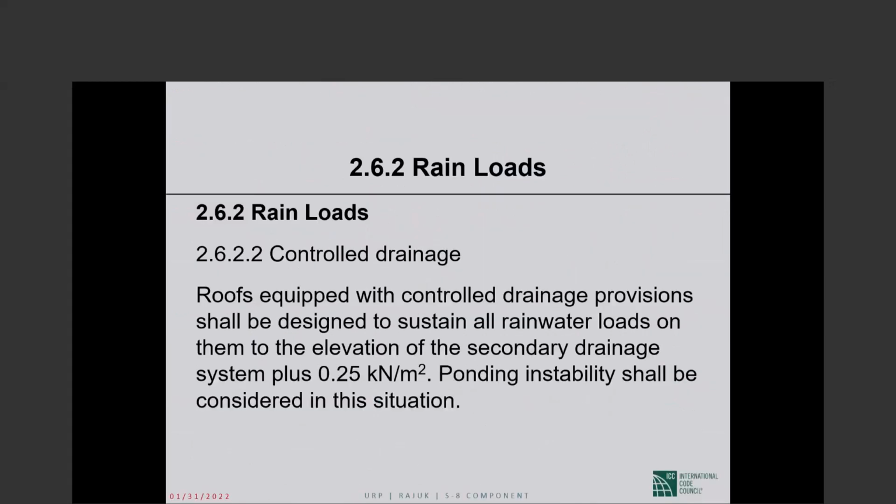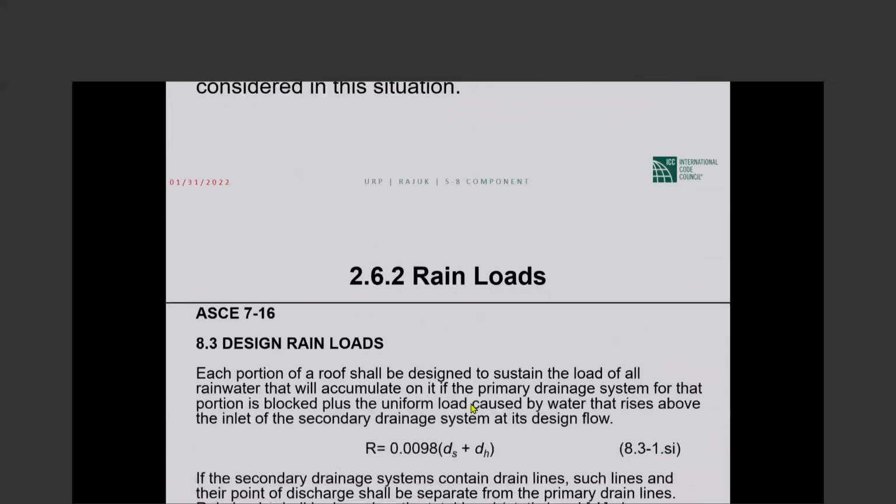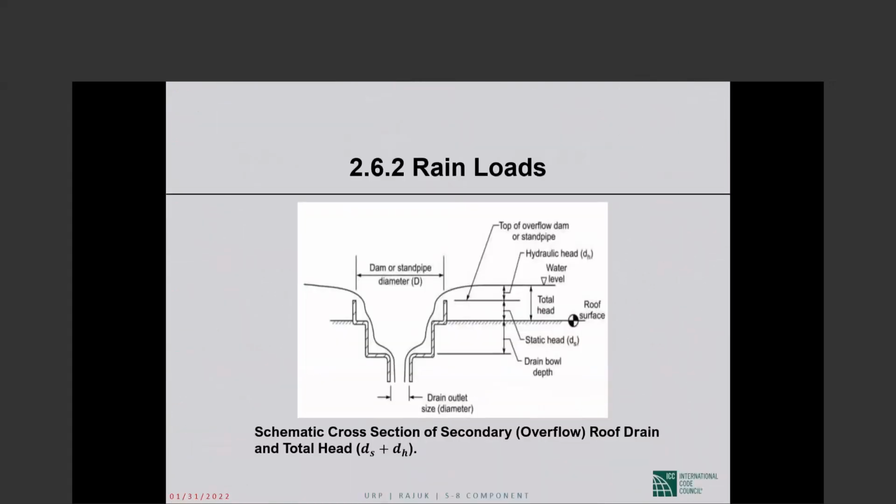Let's read that language. "Roofs equipped with controlled drainage provision shall be designed to sustain all rainwater loads on them to the elevation of the secondary drainage system." So to me, that would be all the water up to this level plus 5 pounds per square foot. That to me is something I understand. I do not have any problem.